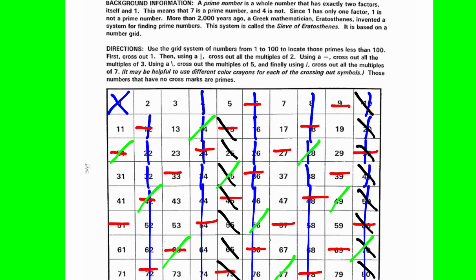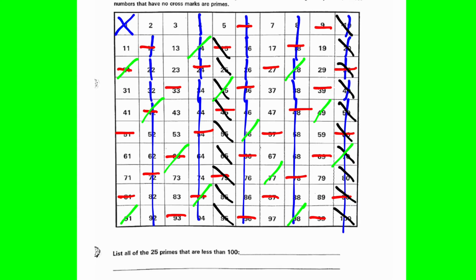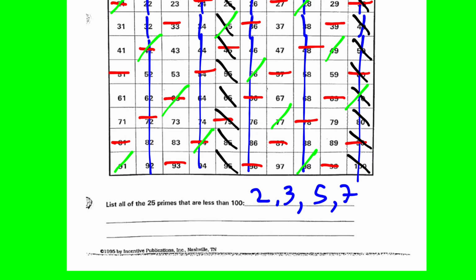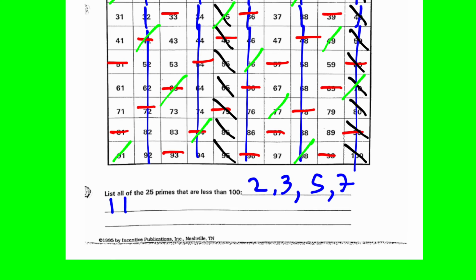Okay, now the numbers that are remaining that have no crossing out are all the prime numbers less than 100. So let's list them out. The first number I see is 2, 3, 5, 7, 11, 13, 17, and 19.